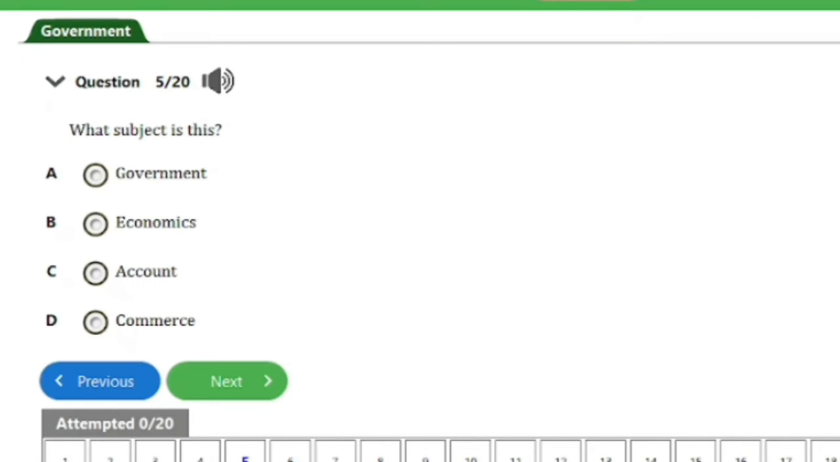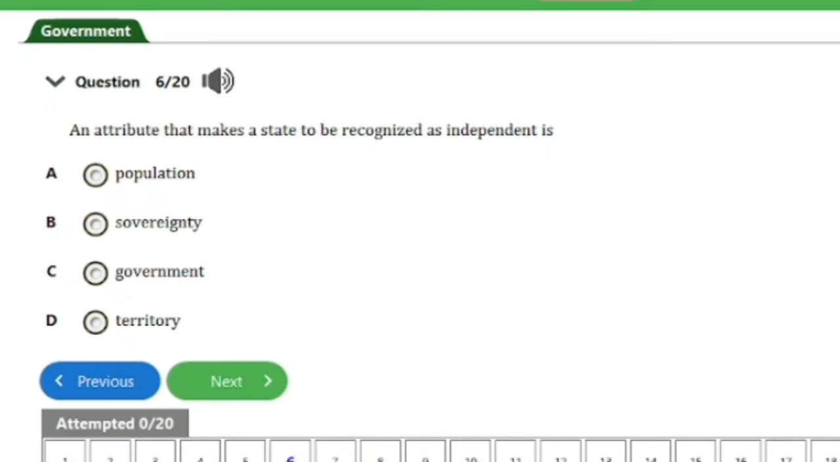So here is question number 5. It says, what subject is this? So guys, this is obviously government, and that's option A here. So let's head on to the next, guys.